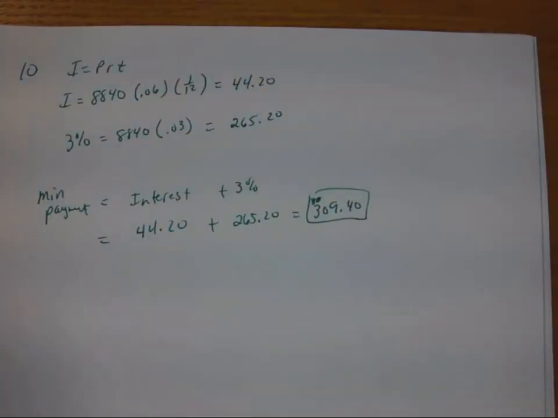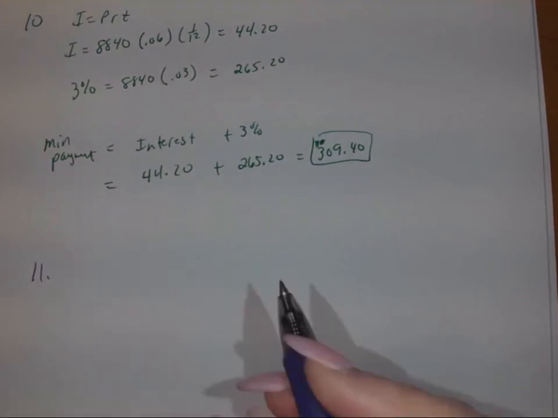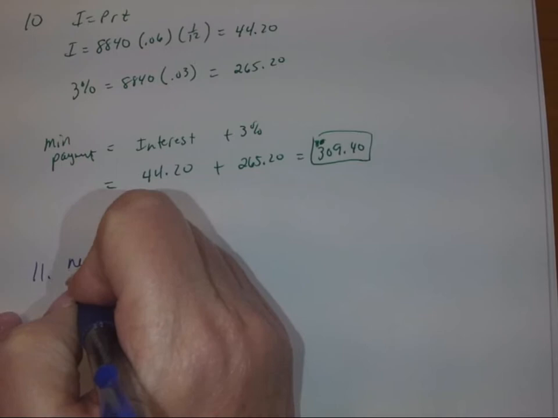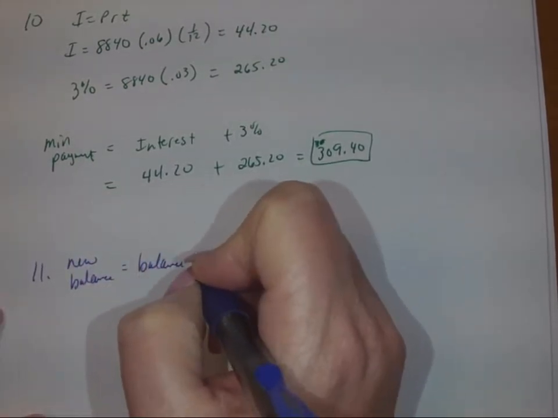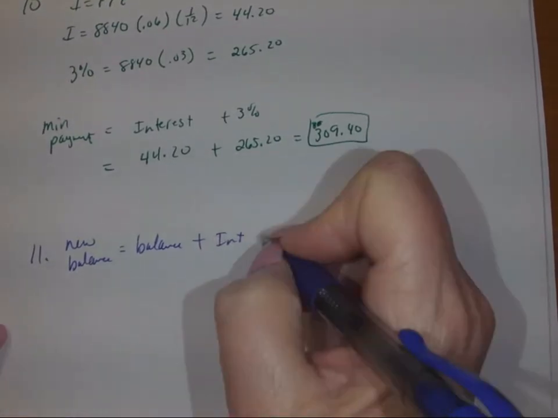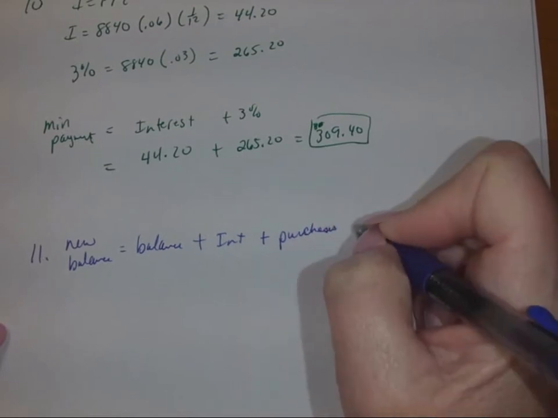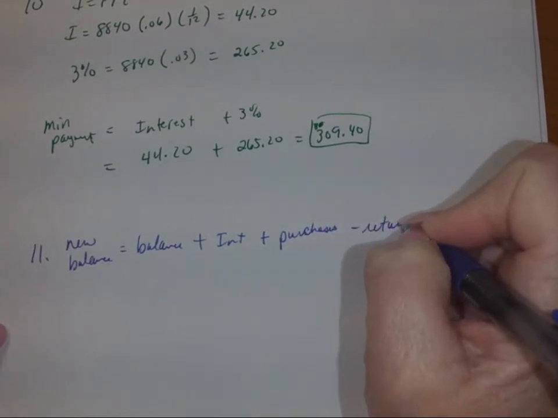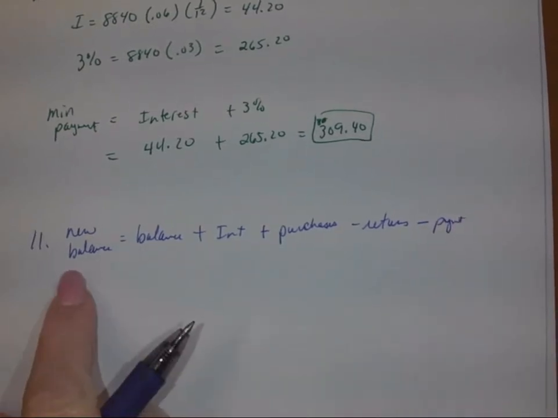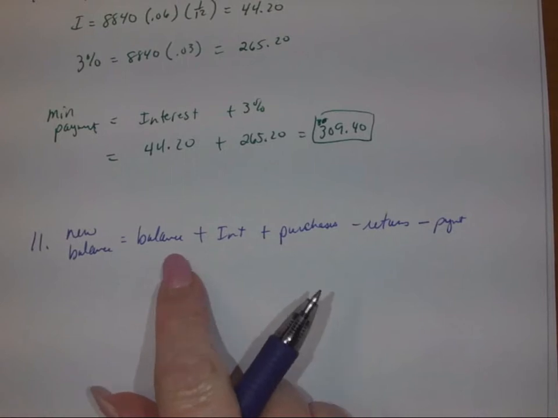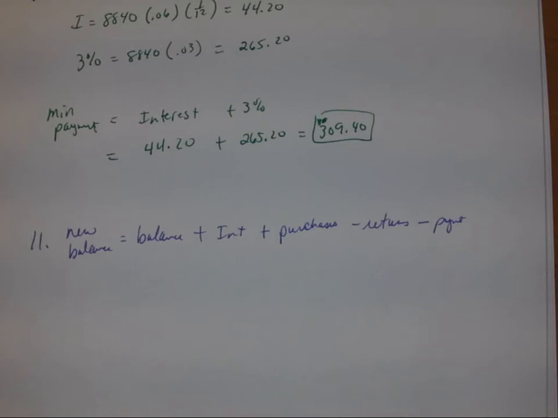So this is number 11. So we have the new balance is equal to your balance plus the interest plus any purchases that you made minus any returns and minus the payment you made to your card. So new balance equals the old balance plus the interest plus purchases minus any returns and minus your payment.